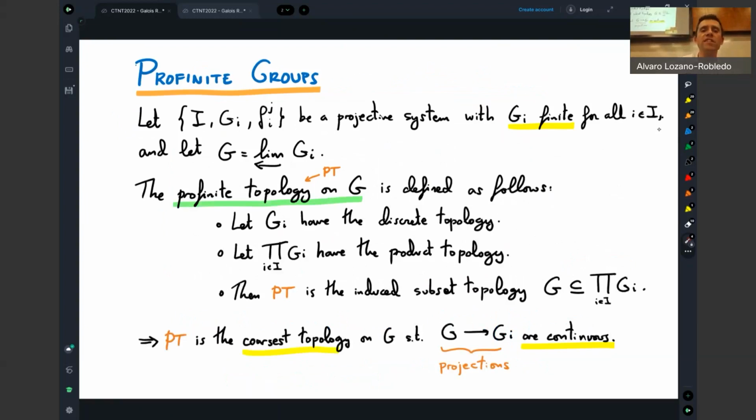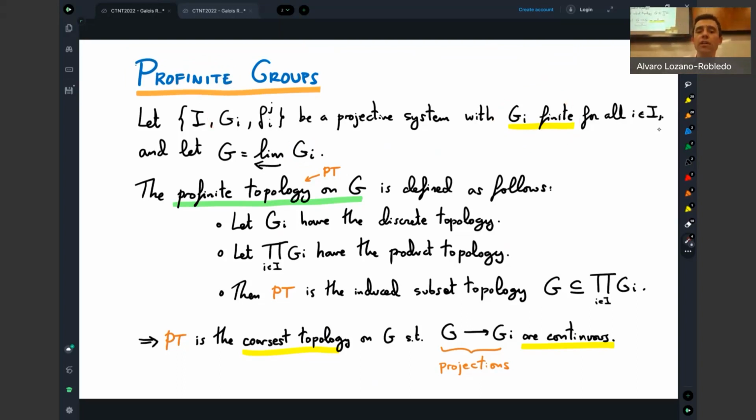So we have a projective system, our indexes, the groups, and the homs, and then we construct our infinite coherent sequences according to those maps. The topology on G is going to be the following. We're going to put on every G_i the discrete topology. So, by profinite, pro means that it's going to be a projective system, means that I want my G_i's to be finite groups. That's the key part here.